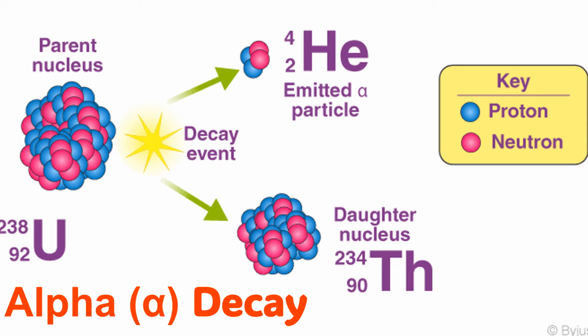Alpha decay is a process of production of alpha particles, when an unstable parent nucleus splits into a daughter nucleus and releases two protons and two neutrons. These two protons and two neutrons combine and form alpha particles. So now let me write the definition of alpha decay.